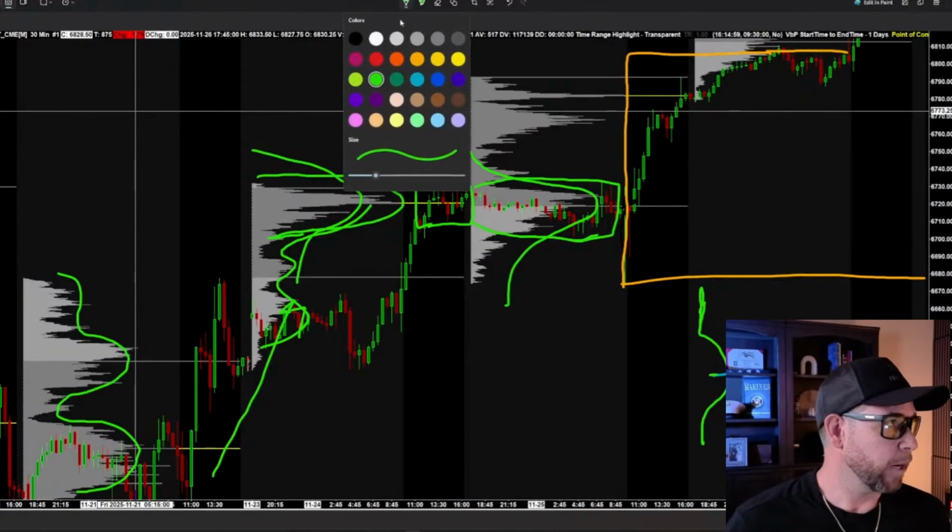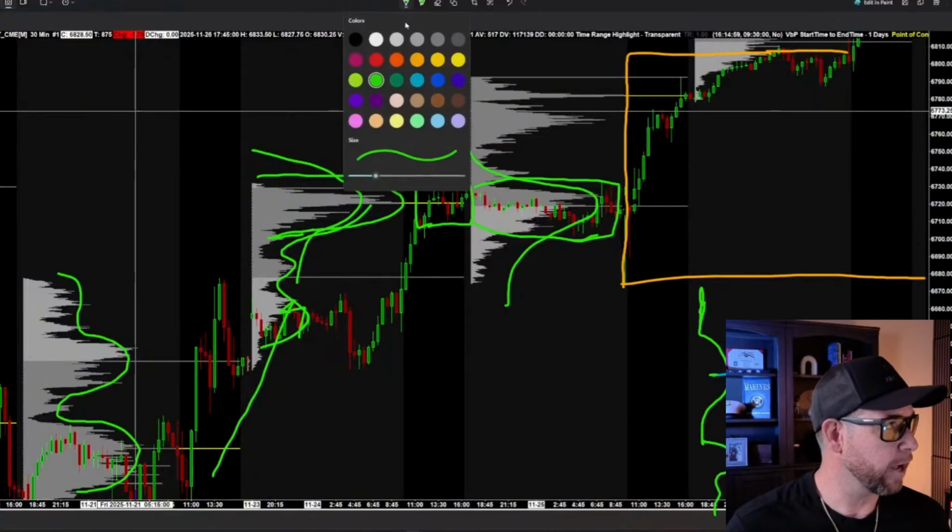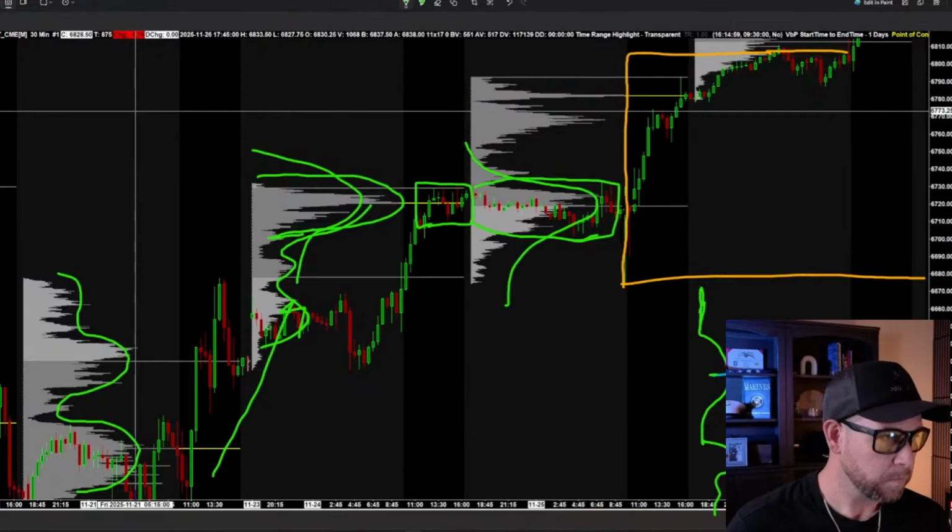Now, eventually, markets don't stay in balanced conditions forever, right? This will transition to being a wavier profile again, if and when we do finally break out of there. But the first thing that I'm looking for is mean reversions until we do truly break out of there, and then ideally retest.